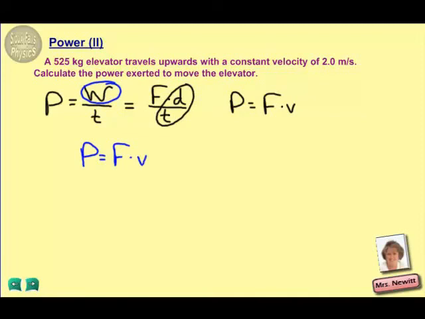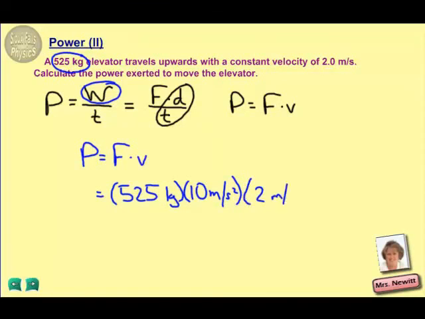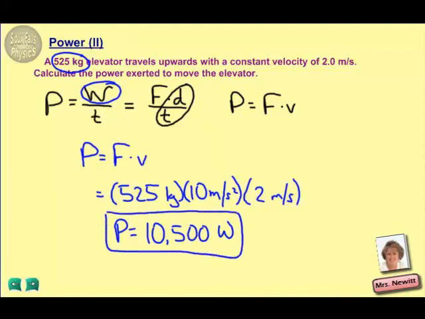Well, once we have that, the power is equal to force times velocity. This becomes a very simple problem. Force for a constant velocity would simply be equal to the weight of the elevator. So if we have 525 kilograms, multiply that times gravity, we'll round that to be 10, and then multiplied times the velocity of 2 meters per second. The power exerted to move the elevator is 10,500 watts or joules per second.